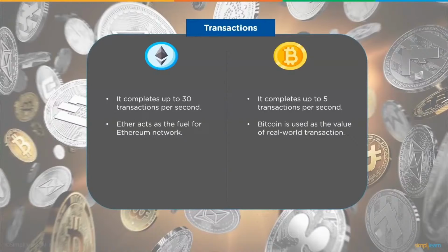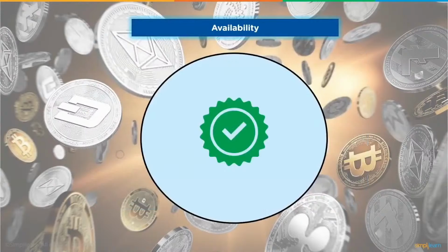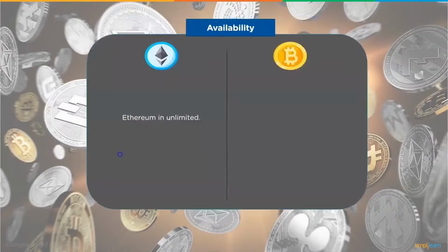To compete with already present electronic cash like credit cards and Google Pay, Ethereum and Bitcoin require higher productivity to attain widespread adoption. Now talking about the availability of both cryptocurrencies, Ethereum is not limited, but its supply can occasionally reduce due to large network upgrades. However, Bitcoin is limited to 21 million coins, and as of today, 18 million Bitcoin is already used.